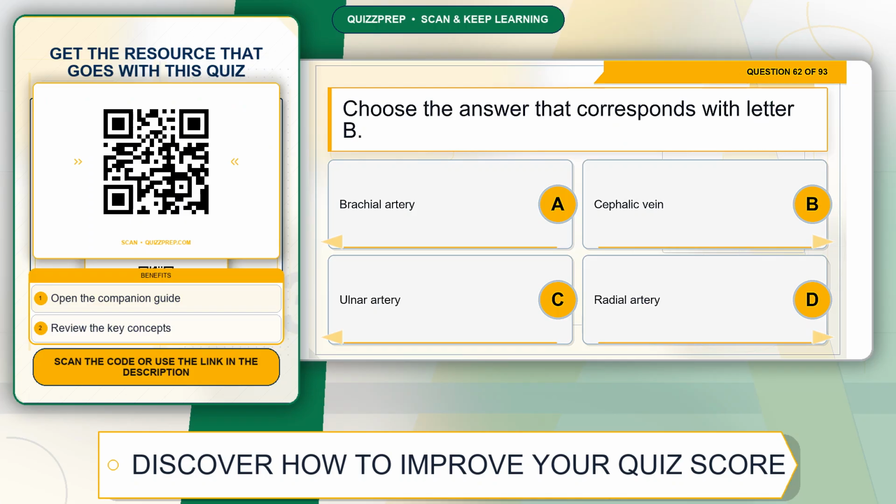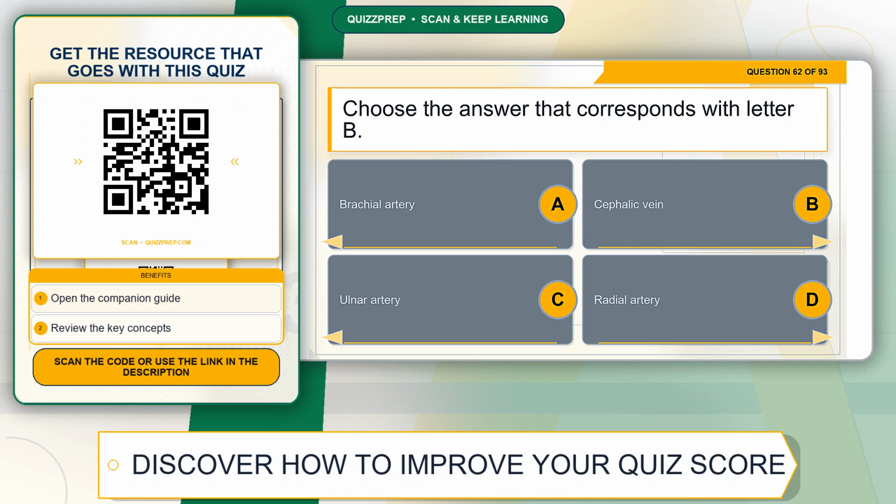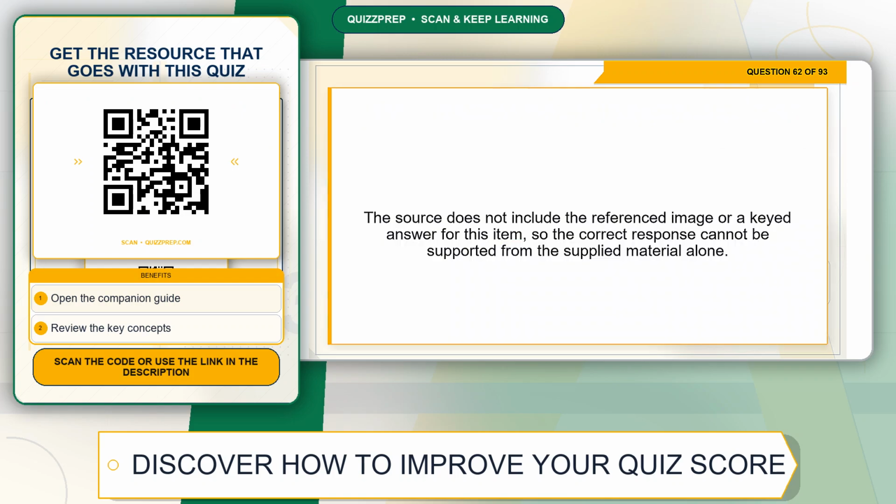Question 62. Choose the answer that corresponds with letter B. Option A, brachial artery. Option B, cephalic vein. Option C, ulnar artery. Option D, radial artery. The correct answer is now shown. Explanation. The source does not include the referenced image or a keyed answer for this item, so the correct response cannot be supported from the supplied material alone.